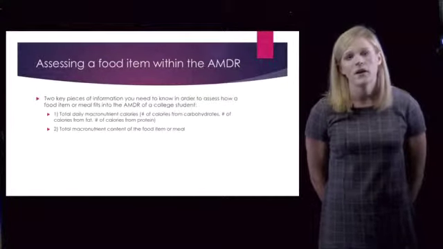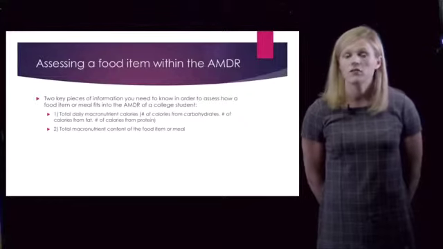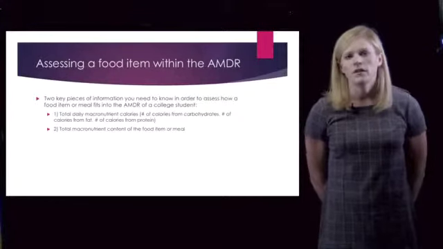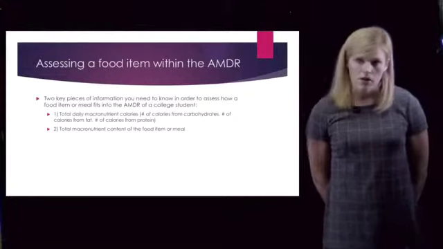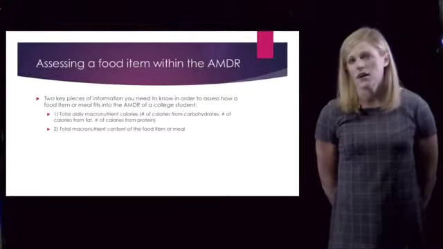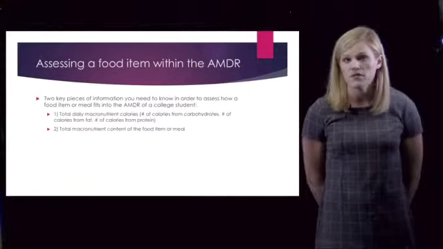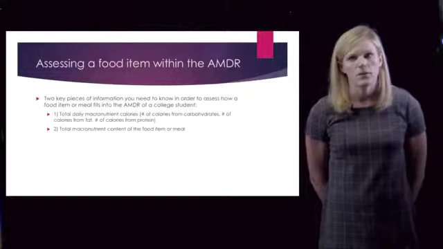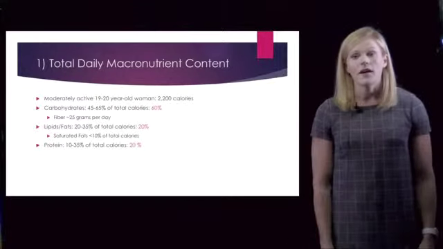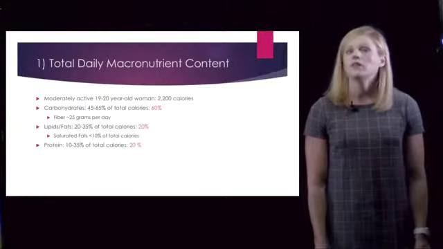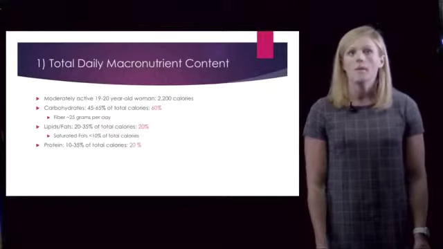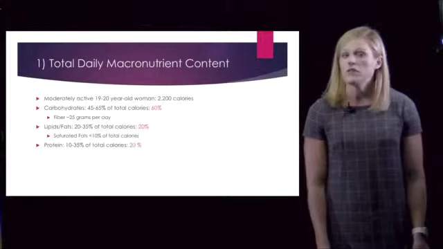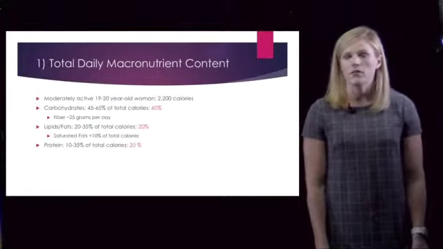We can then compare the content of that food item to the total daily calories, and we can get an idea of how much of their carbohydrates, how much of their fats, and how much of their protein they're getting from that specific snack or that specific meal. So let's look at a specific example. We're going to consider that 19 to 20-year-old moderately active woman who should be eating 2,200 calories per day.